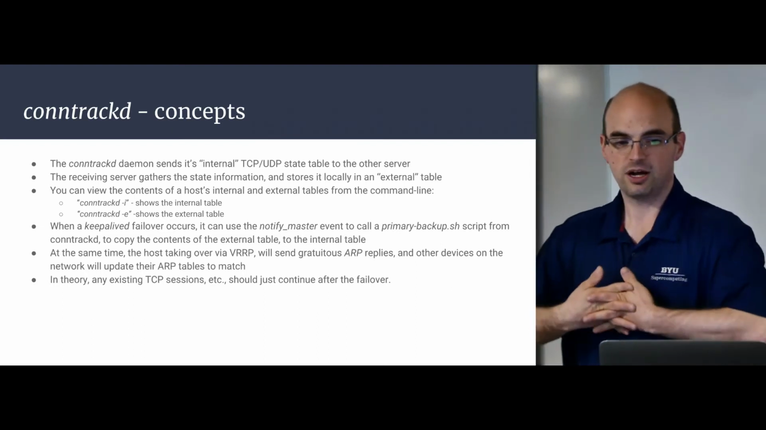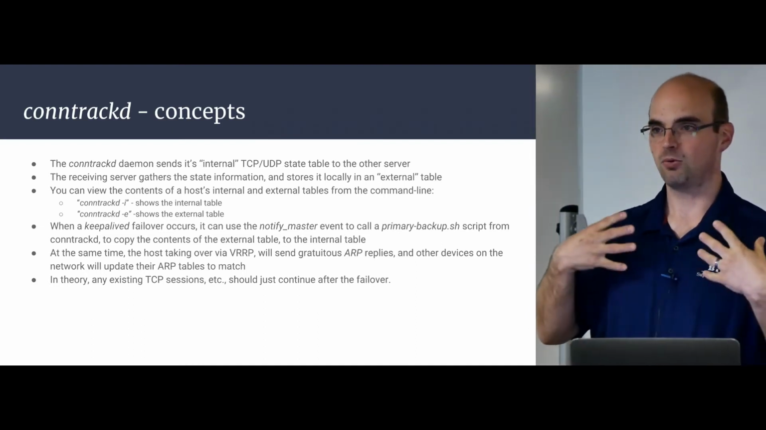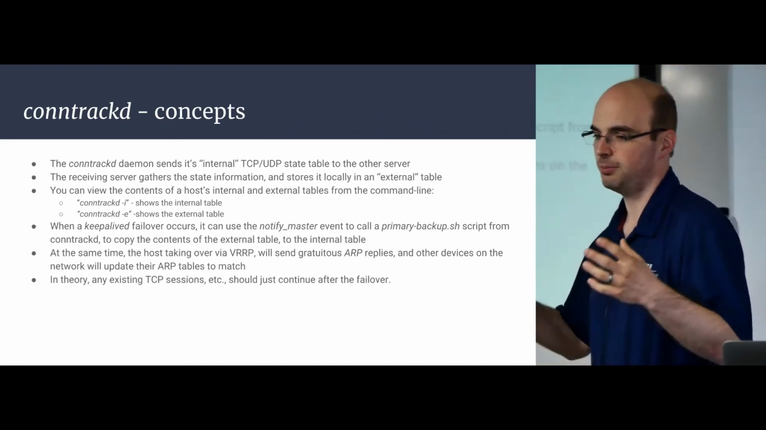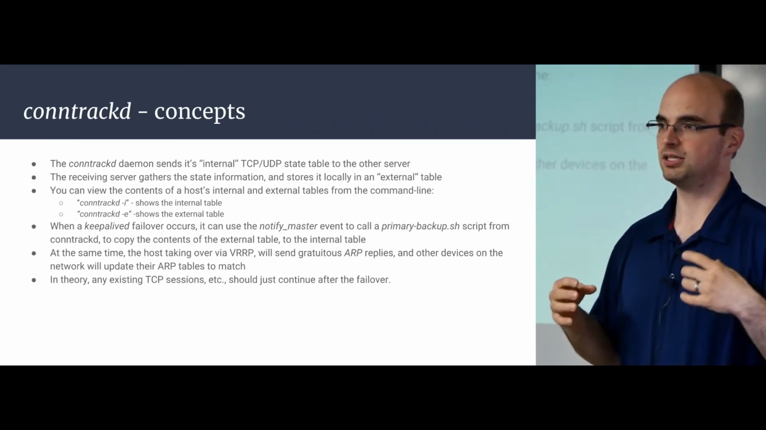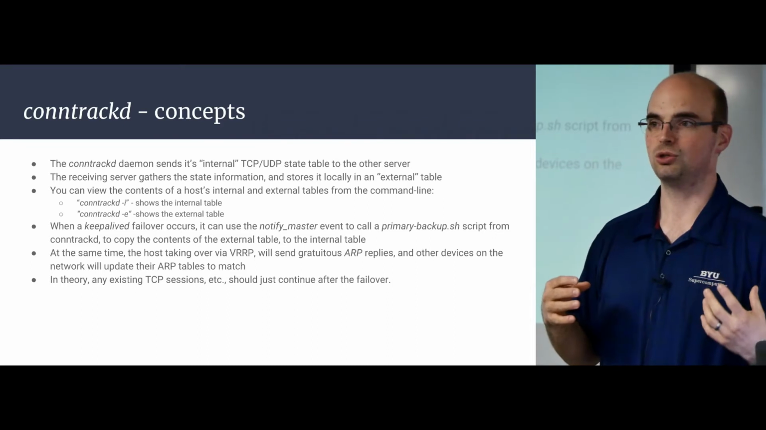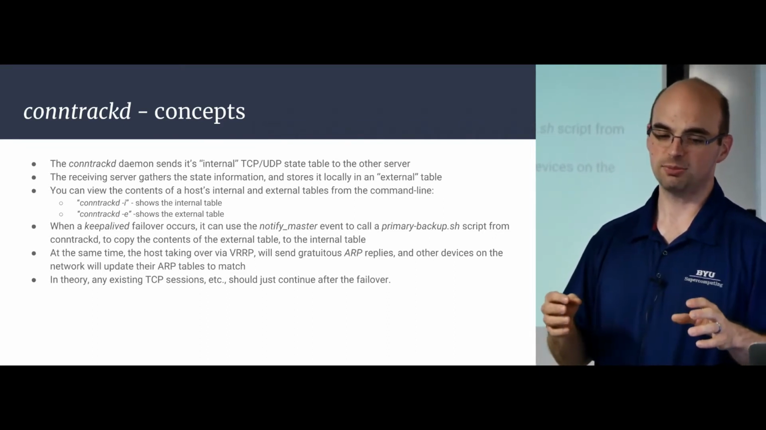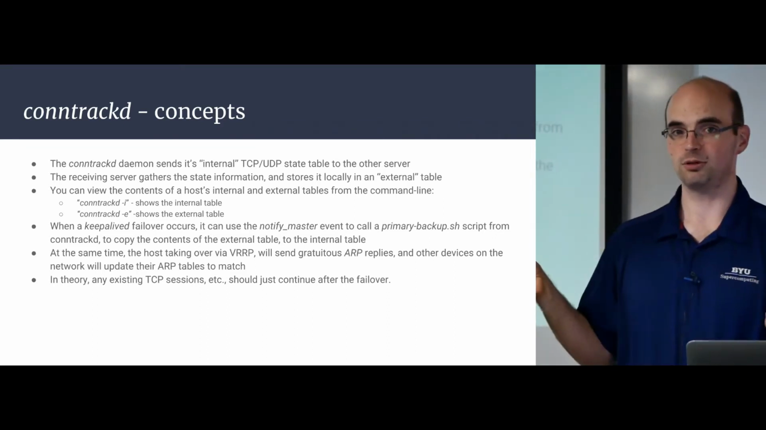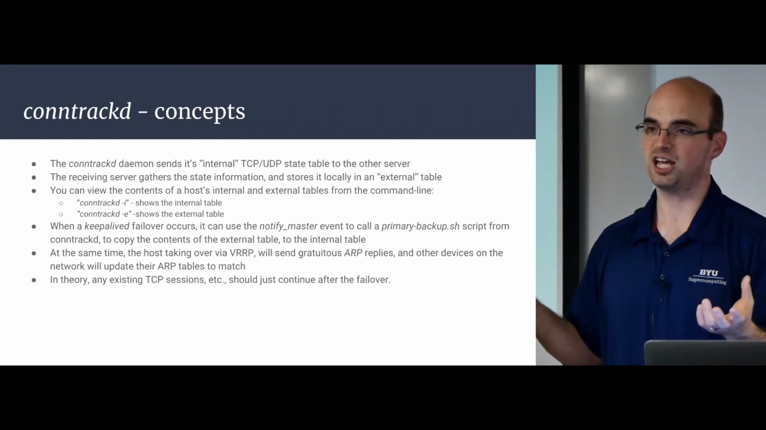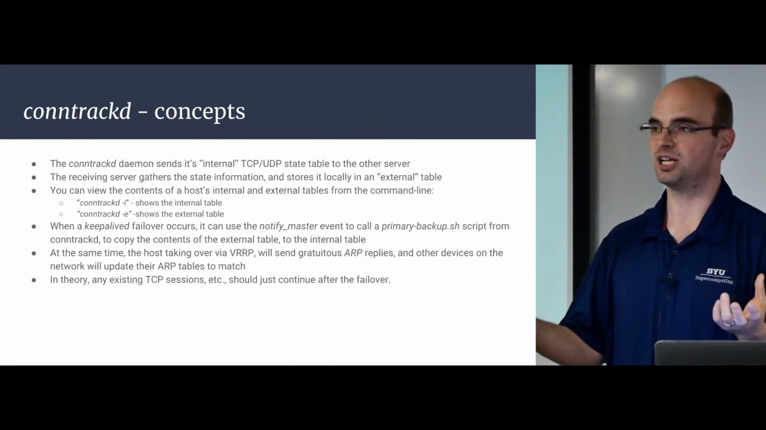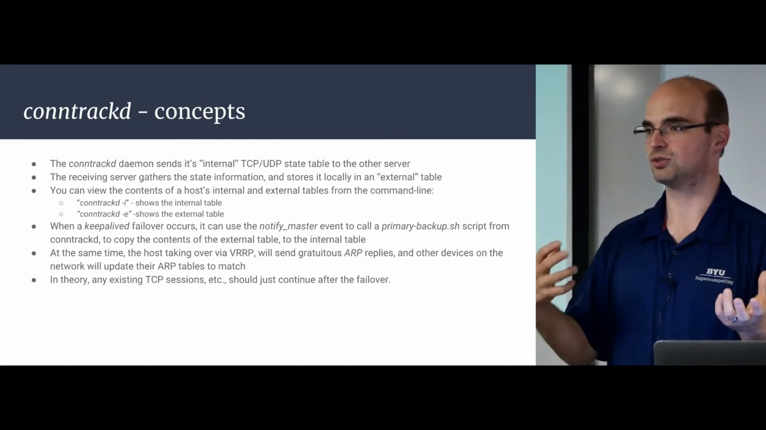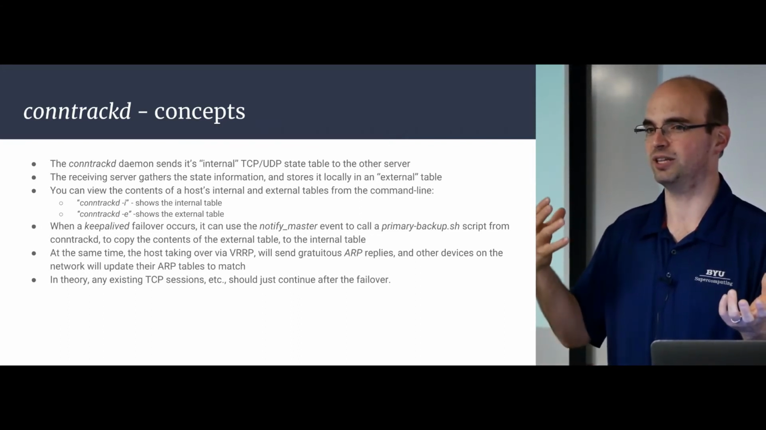The basic concept with conntrackd, though, is that when you set it up, you set up essentially a peering mechanism, and each device sends all of its TCP and UDP state information to the other device. Now, there's a concept of an internal table and an external table. The internal table is essentially the stuff that the kernel is acting upon right now, whereas the external table is just what is being kept track of, but that's as far as it goes.